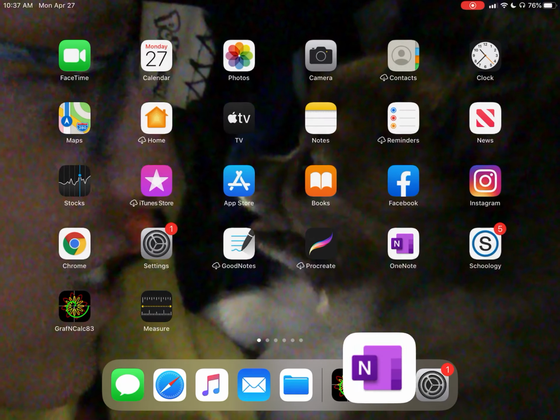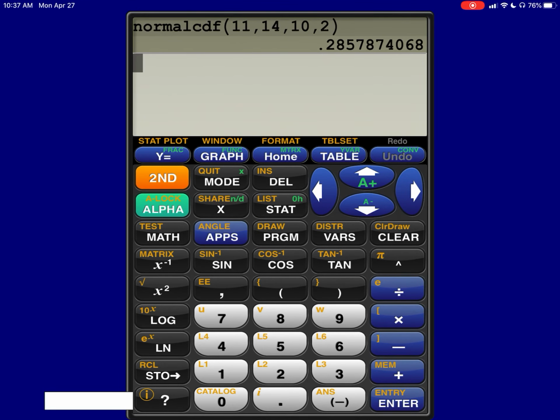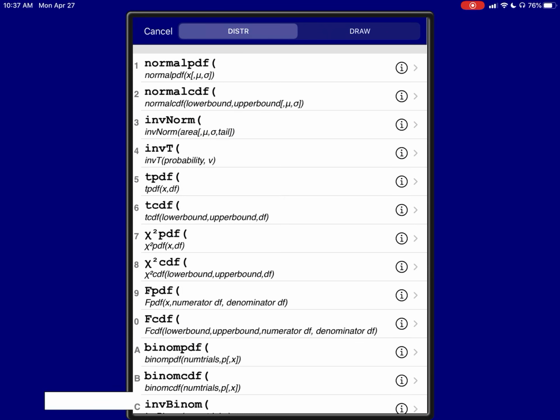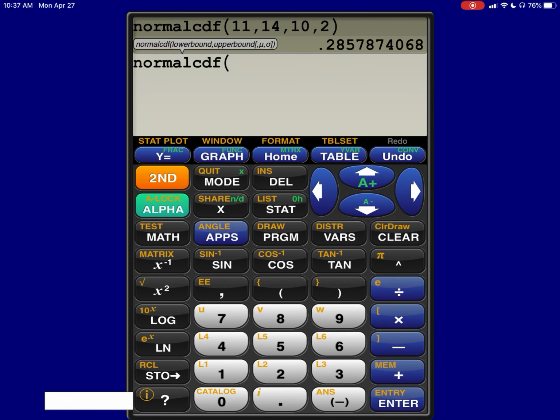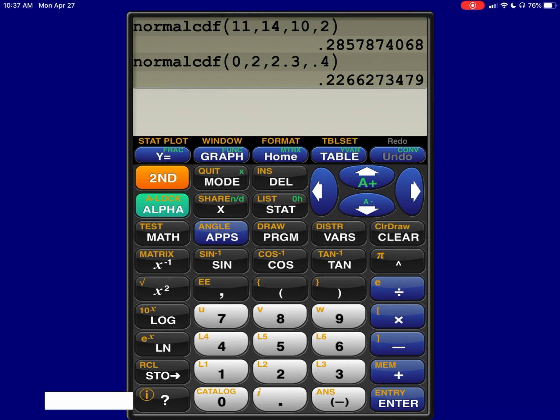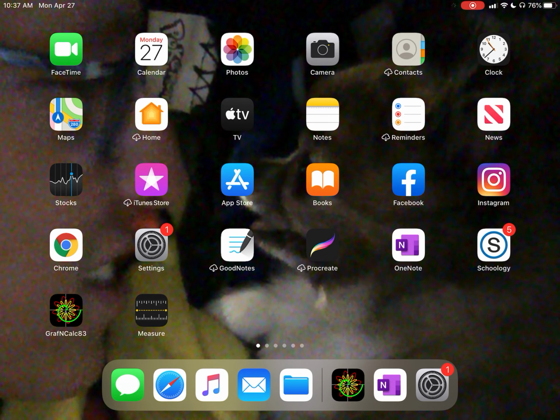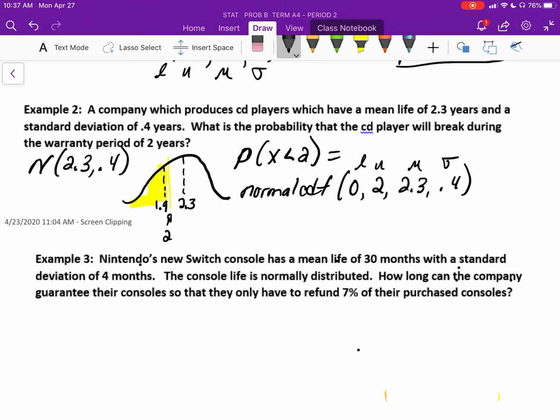We're going to go back to our calculator. We're going to use second, vars, normal CDF. Our lower is 0. Our upper is 2 years. That's when they're going to have to pay. But most of their CD players last at least almost 2.5 years. But there is variation. So sometimes they last longer and sometimes they don't last as long. So I predicted 20%. It's actually a little bit over that. 0.2266. So we should talk about that.